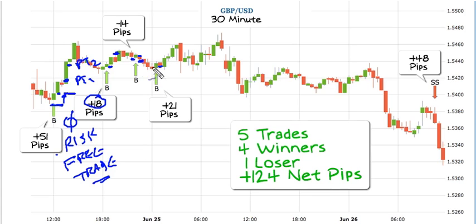Now, a lot of amateur traders, after getting stopped out of this trade, there's no way they're going to go long again because they still feel the sting of that loss because they think they should win on every trade. That's impossible. You go with what the market gives you.